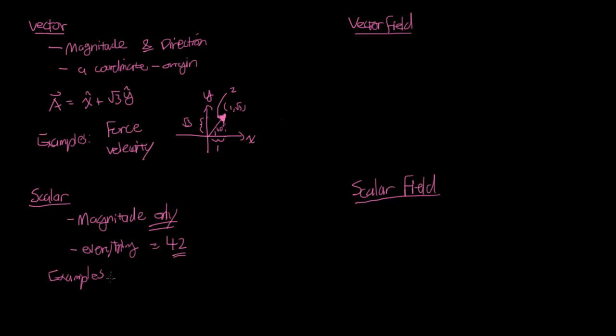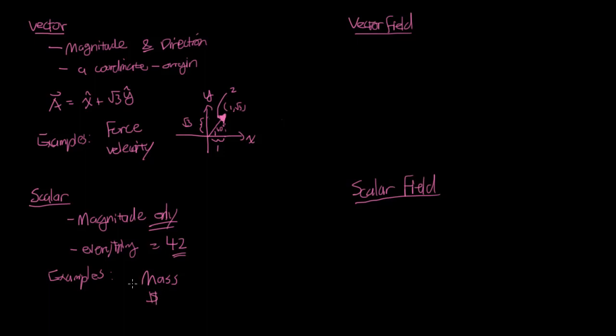right? Scalar is basically anything that doesn't have a direction associated with it, but is still a quantity. So an example would be mass, the meaning of life, as I mentioned before, but you can also think of other things, like the amount of money in my wallet, right?